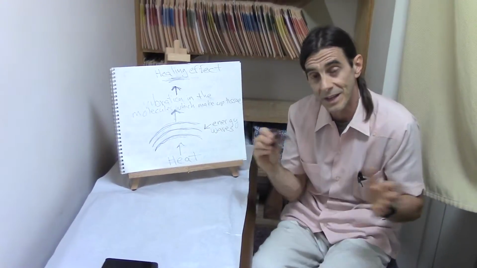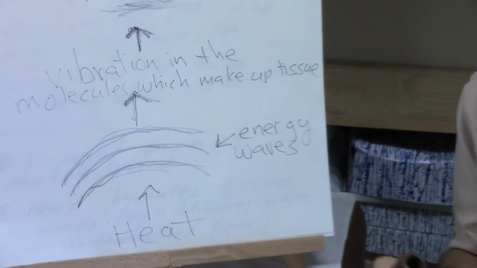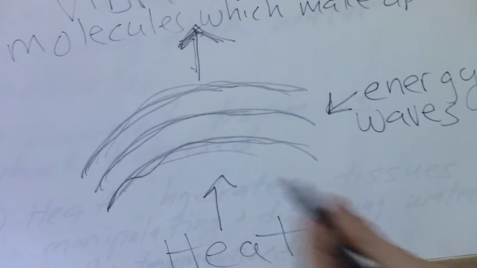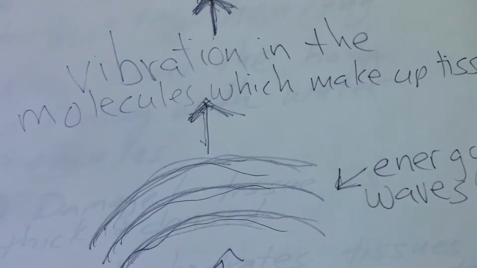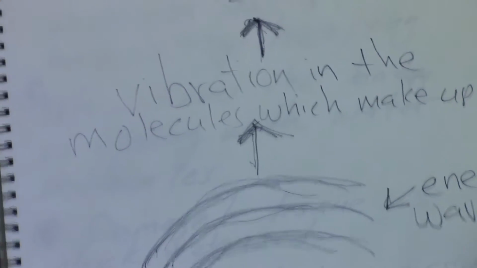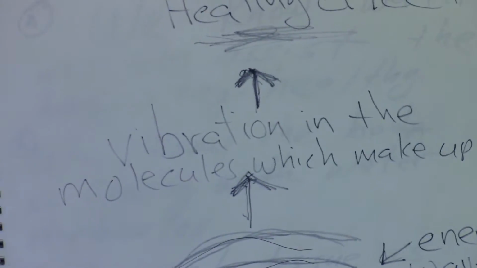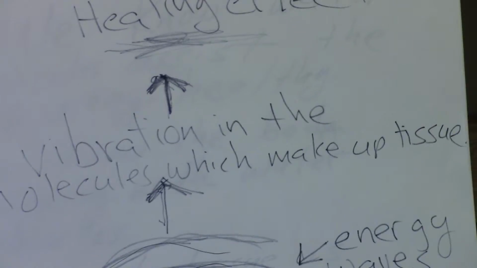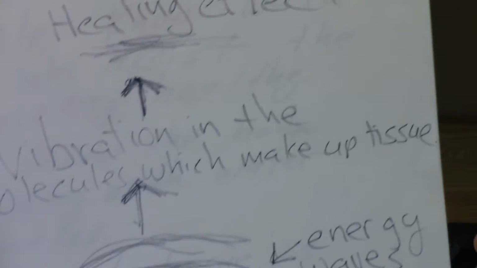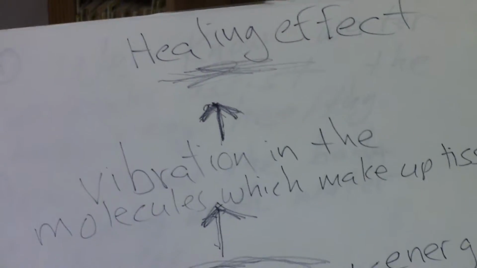We know that heat is an energy source. We know that energy travels in waves. So energy travels in a waveform. All energy, no matter the source, travels in air in a wave-like pattern in space. We know that when you apply this heat or this energy source to living tissue, it creates vibrations in the molecules which make up the tissues. Now, when you create that vibration, that normal frequency range inside the tissues that did not have it before because it was traumatized, in essence what you get is a healing effect.